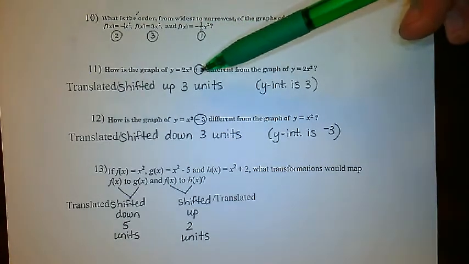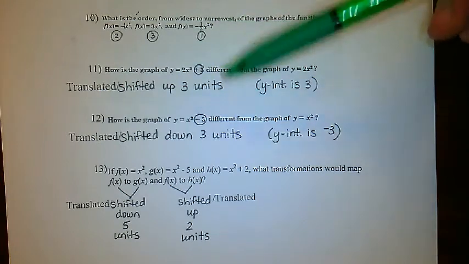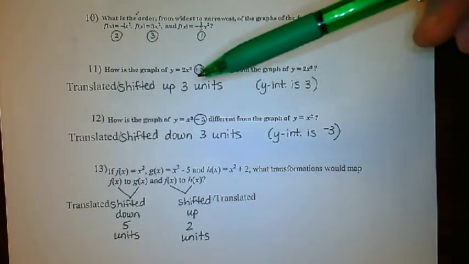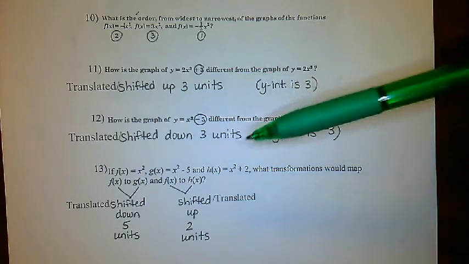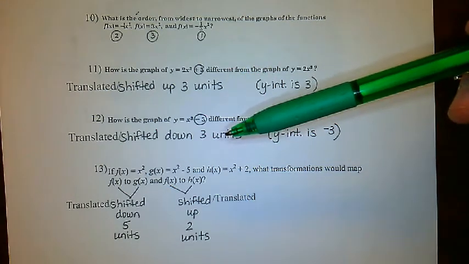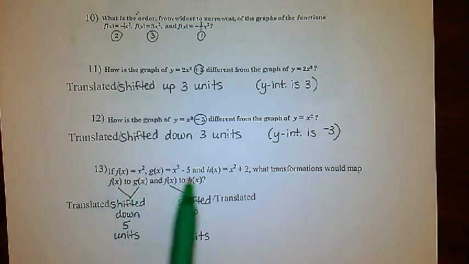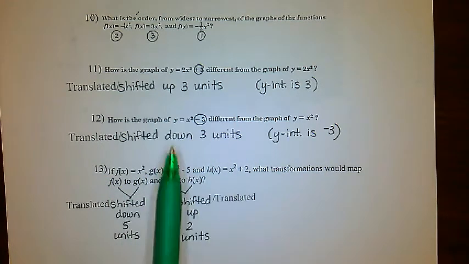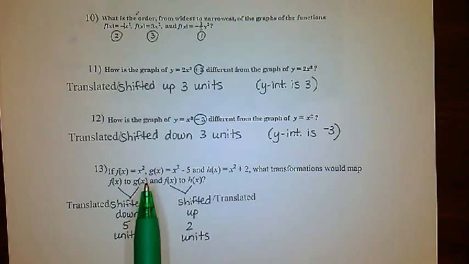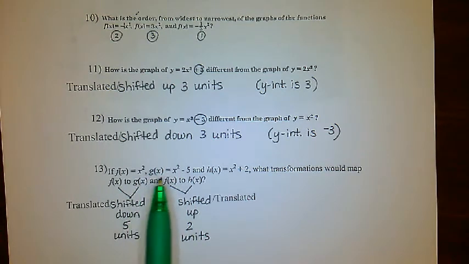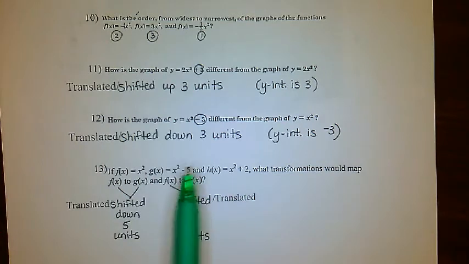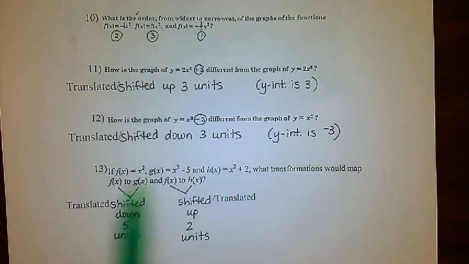Remember, if you are adding on the outside of the x squared, you're moving it up or down. So 11 was shifted up 3 units, while 12 was shifted down 3 units. Now this one seemed kind of redundant, but the reason I gave it is to show another way they might word it. If you're mapping, you're basically going from this function to this function.